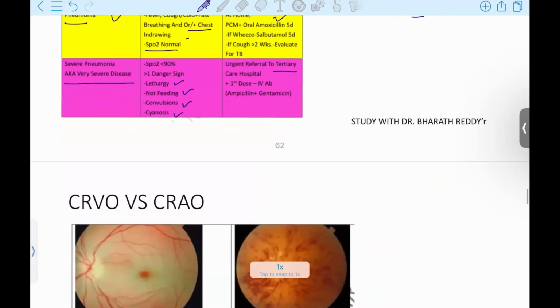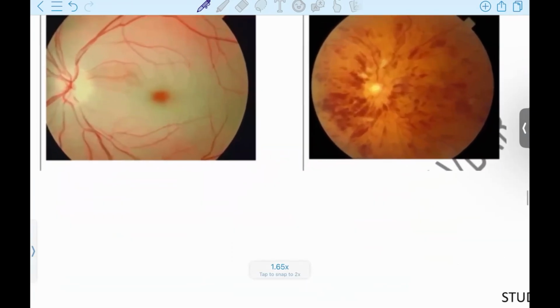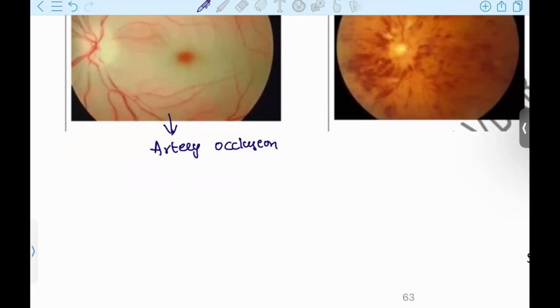Next topic: retinal artery occlusion and retinal vein occlusion. This is the first one, your artery occlusion. Why are the arteries occluded, guys? Whether it is MI, cardiovascular, or cerebrovascular disease, the most common cause is atherosclerosis, and diabetes mellitus is also a common condition.